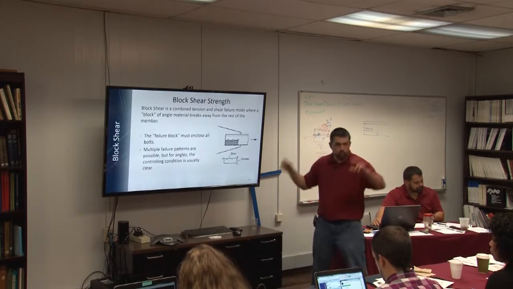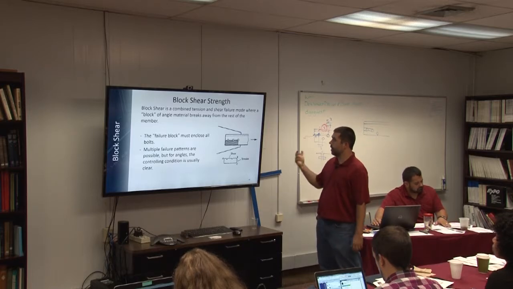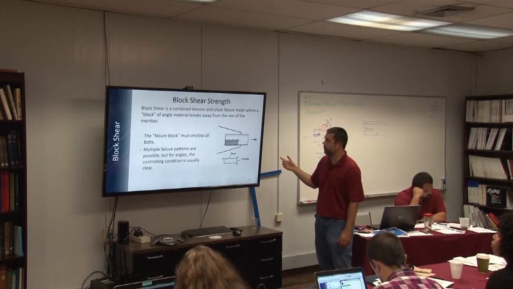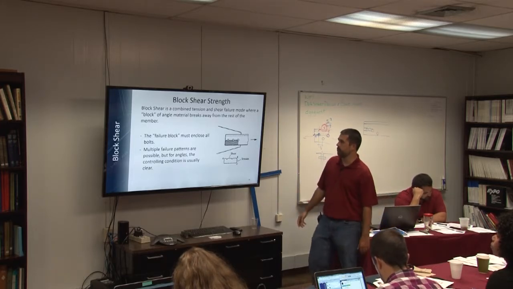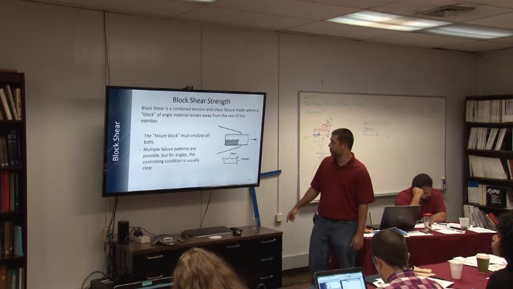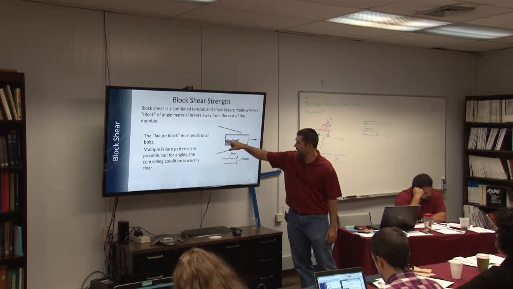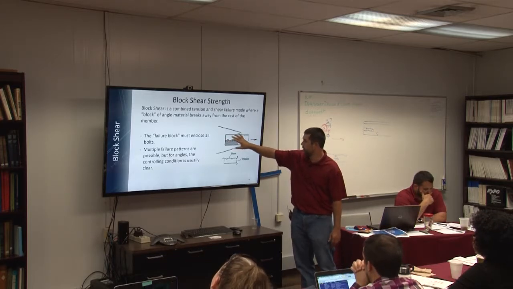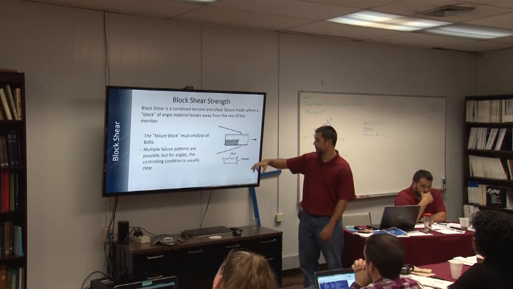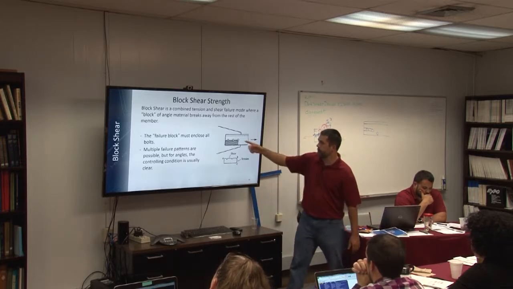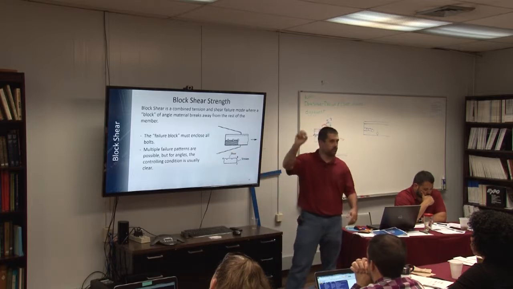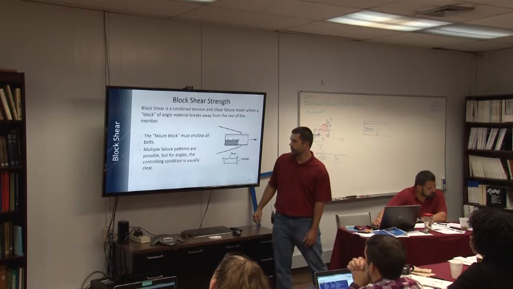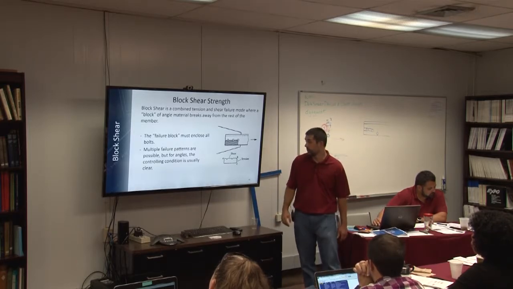All right. So the other rupture in tower is block shear. Block shear is a combined tension and shear failure mode where basically a block of the angle material breaks away from the rest of the member. So what I mean by that is, you can see where I can shear across this plane and have a tension failure here, and if I lose that material, this member is no longer connected to the gusset plate, right? It completely fails away. The failure block must enclose all the bolts. You can't have any bolts that still connect the member to the rest of the tower. Multiple failure patterns are possible, but usually the controlling condition is pretty clear.